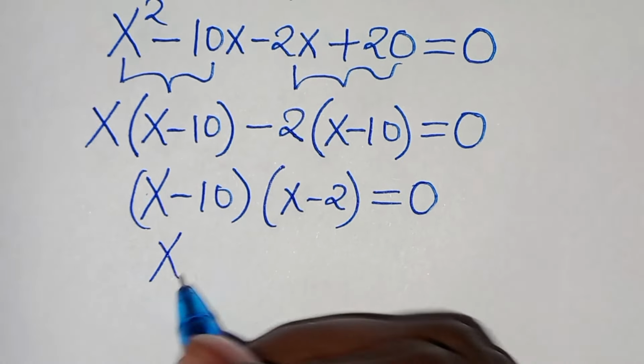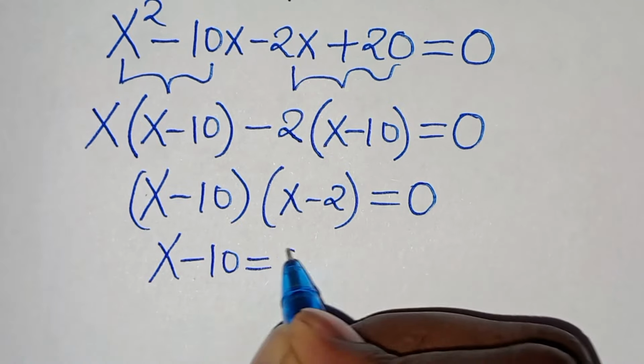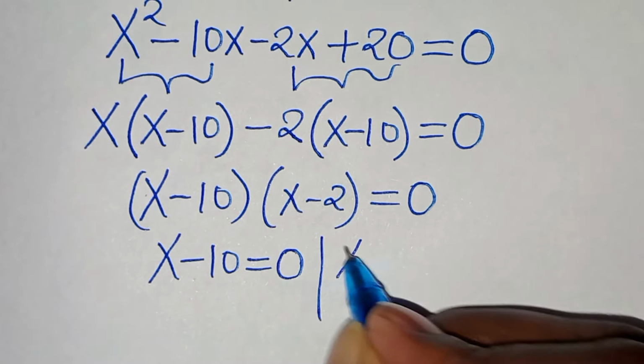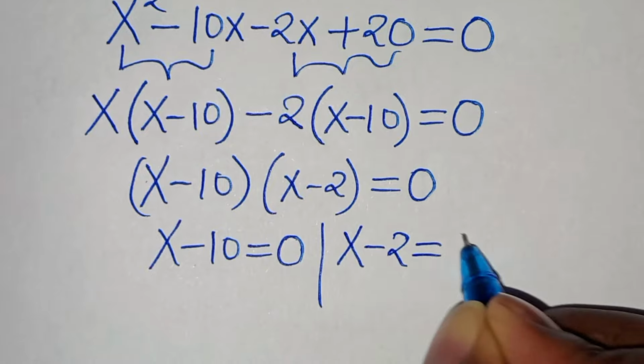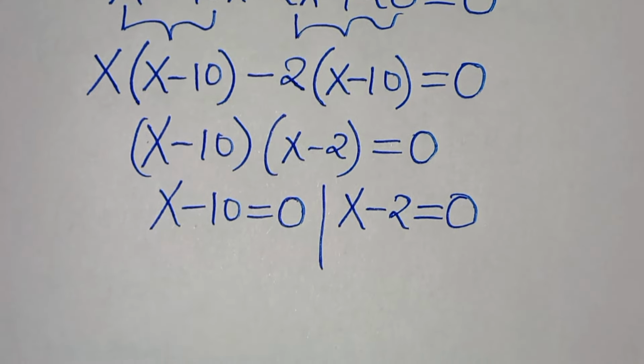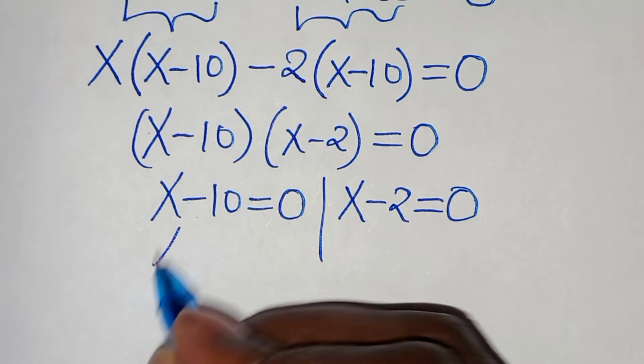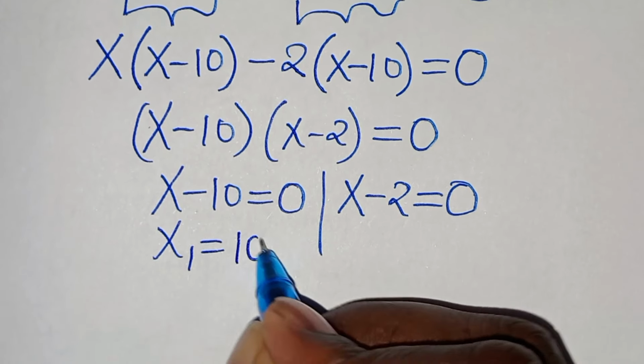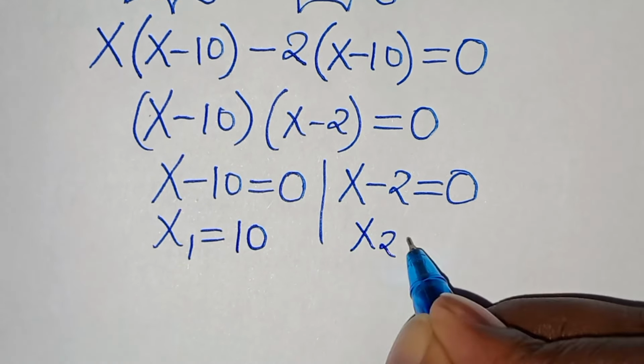So we have x minus 10. This is equal to 0. And we have x minus 2. This is equal to 0. So this means that x1 is equal to 10 and x2 is equal to 2.